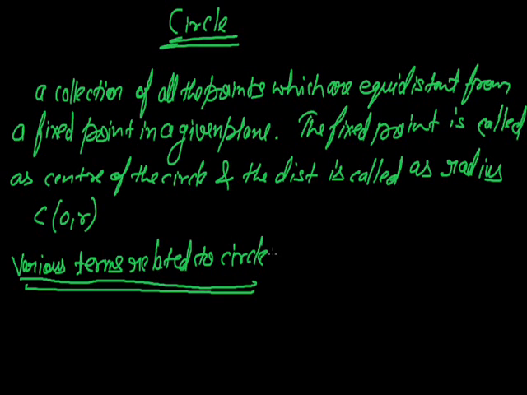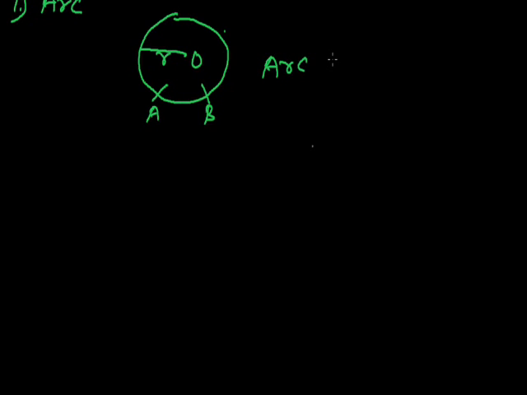The various terms related to a circle are, let us know about first of all arc. Let us assume that we have a circle like this, in which O is the center and R is the radius of the given circle. Now a part of a circle like this, AB, is a part of the given circle. This part is known as the arc of the given circle and it is represented by arc AB. So arc is a part of the circle.